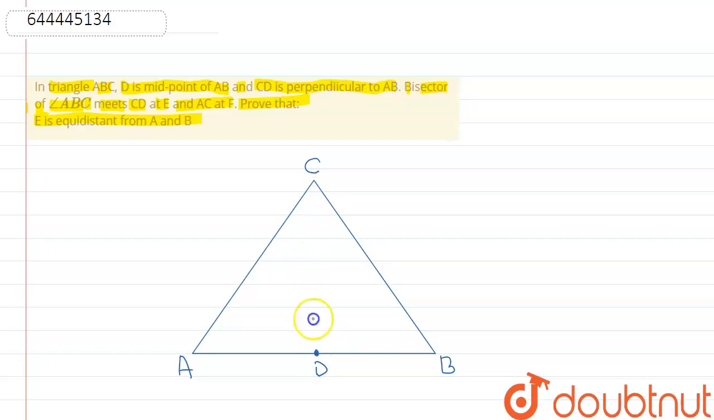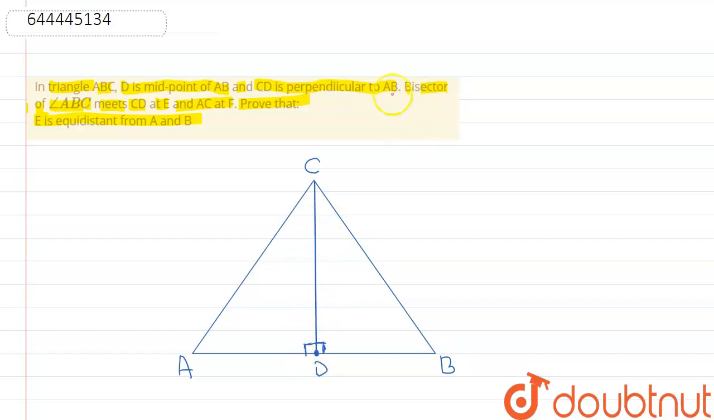Now it is saying that CD is perpendicular to AB. That means we have to join this line CD, which is perpendicular to AB. So here we get this line, and this is the perpendicular, so it is 90 degrees.